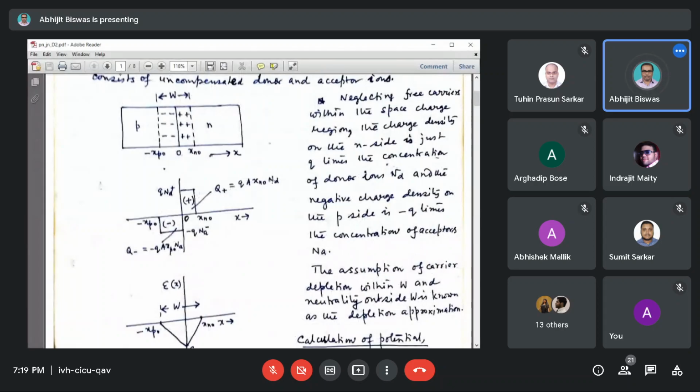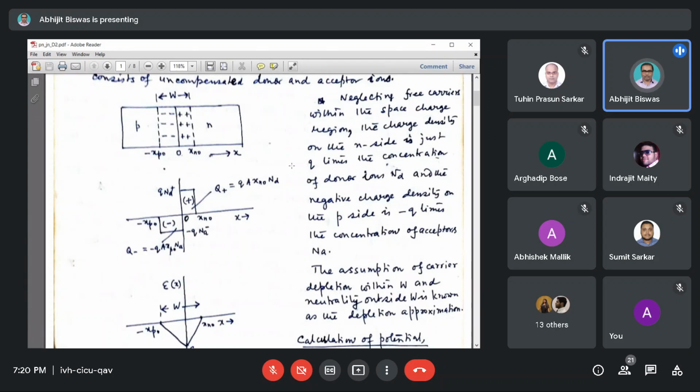So if we consider the region bounded by x equal to 0 and x equal to xn0, what do you find? You find only donor ions. And we have assumed that all donors are ionized. Therefore, donor ion concentration must be equal to donor concentration. That means Nd+ is equal to Nd.